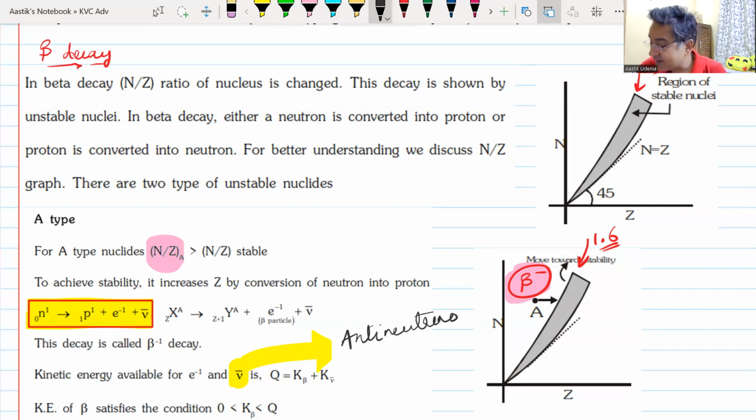The entire kinetic energy is taken up by the beta particle and the anti-neutrino. So the Q value of this reaction, apart from the mass defect, you can also find it from the kinetic energy of the beta particle and the energy of the antineutrino. Do we understand this? Everyone, please send me a thumbs up so that I understand that you've understood this.